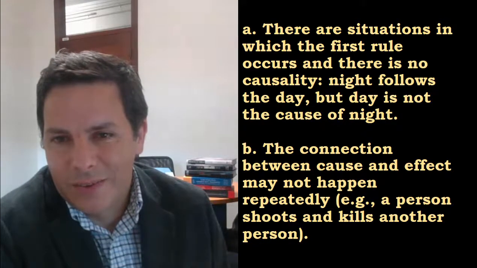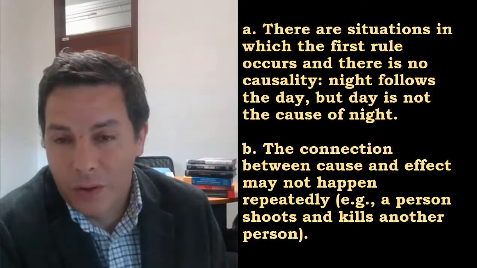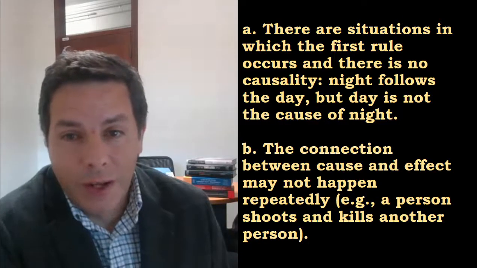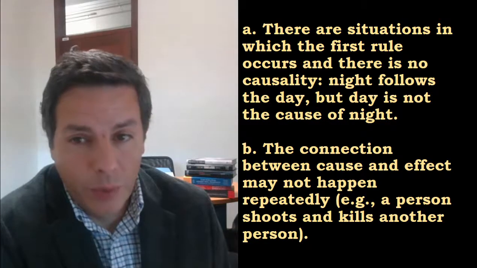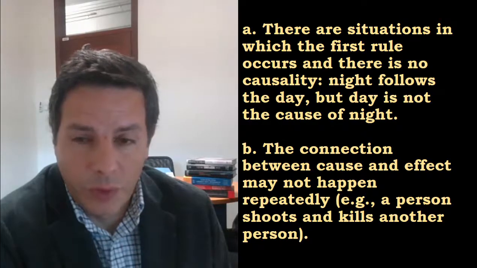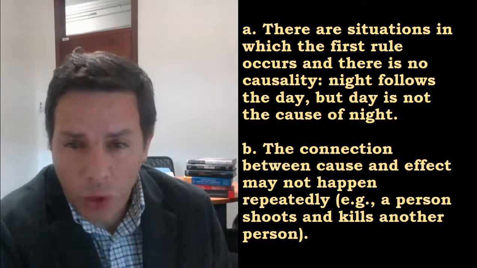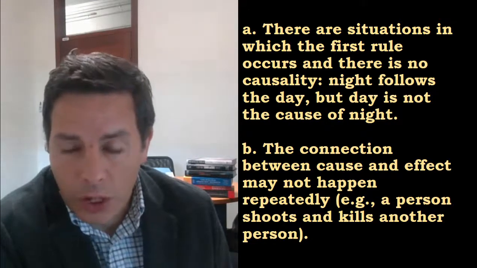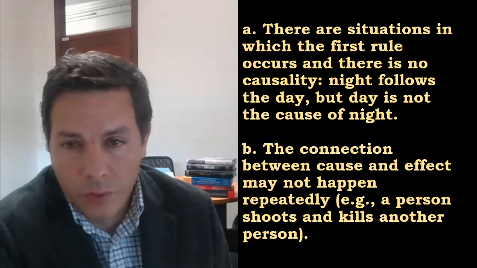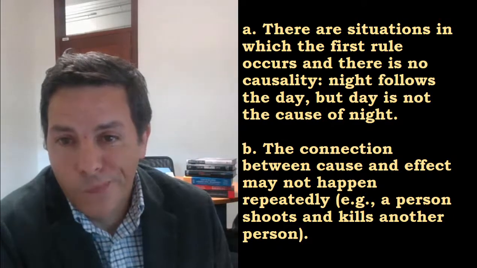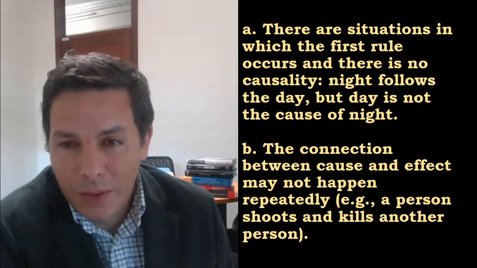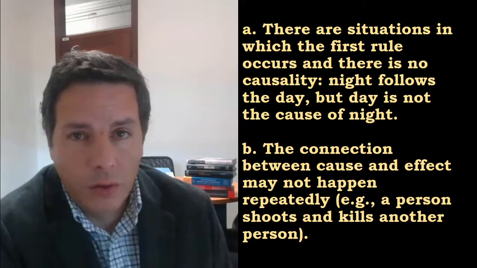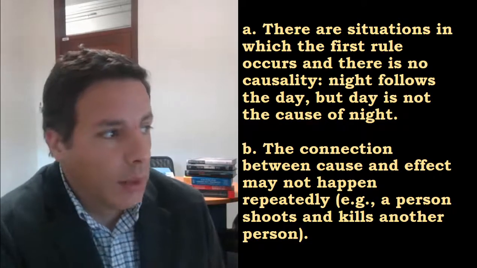and this situation can be an example of the first component of Hume's definition of causality, but day is not the cause of the night. Yes, there is this constant conjunction, night always follows the day, but that doesn't mean that the day is the cause of the night. So that's one of the reasons why David Lewis proposed to eliminate the first part.